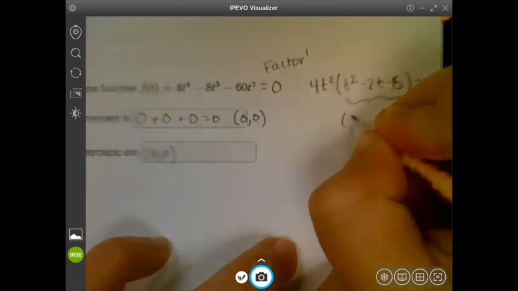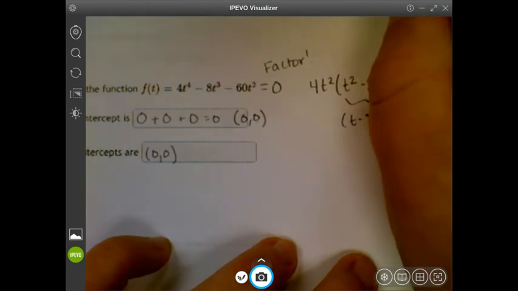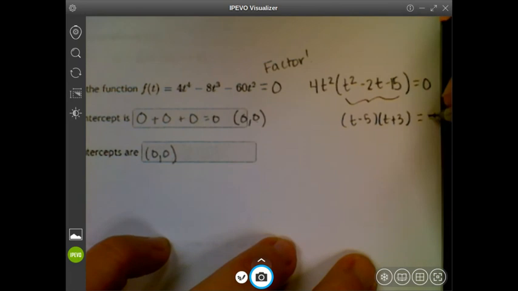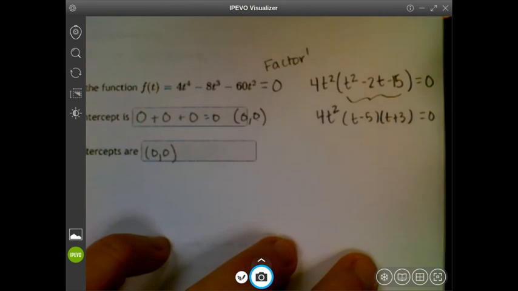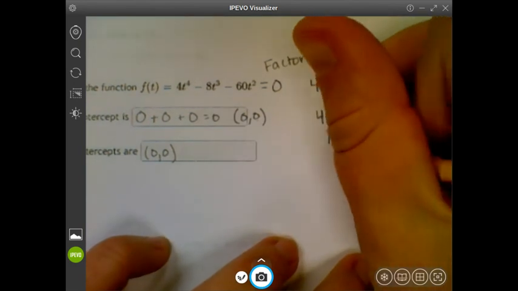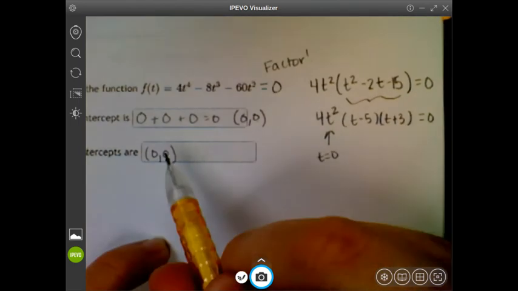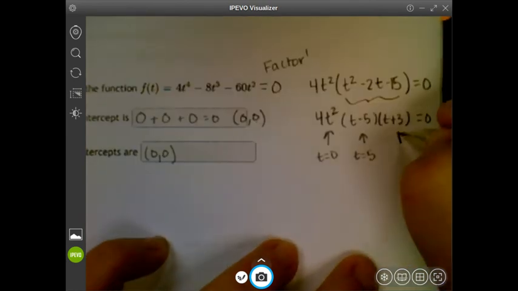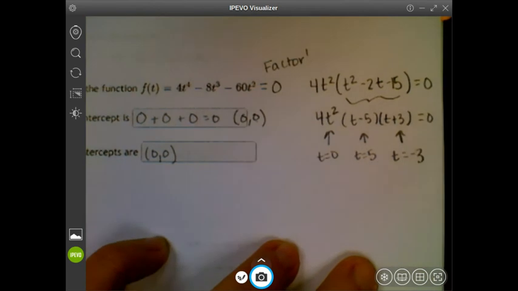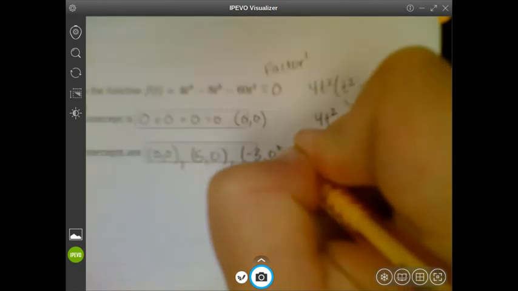This piece right here will factor. Two numbers that multiply to be negative 15 and add up to be negative 2: negative 5 and positive 3. Still equal to 0, and you still have the 4t squared in the front. So now that it's all factored, what makes these equal to 0? Well, the first one that you shouldn't forget is the fact that you do have a t squared on the outside. So that's 0, and that's where this one comes from the front. This one's when t is 5, and that one is when t is negative 3. Just change your signs. So we would have 5, 0, and negative 3, 0.